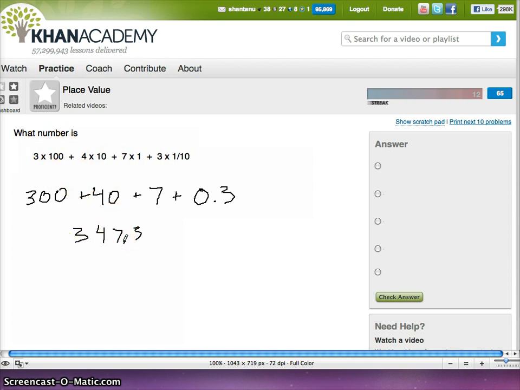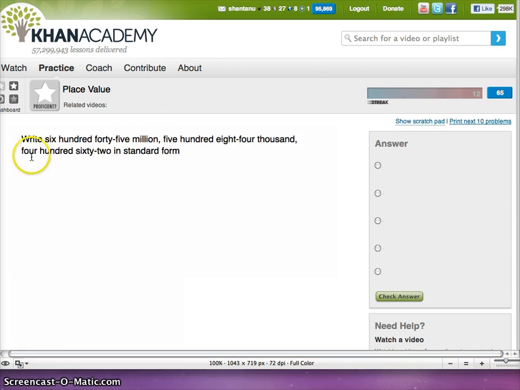The third type of problem, again, let me try to erase this. There we go. So this third type of problem would literally just be a statement such as this, where we say write 645,584,462 in standard form. I don't know what standard form is, but we're assuming our kids know it, and luckily there's a video that will explain it.